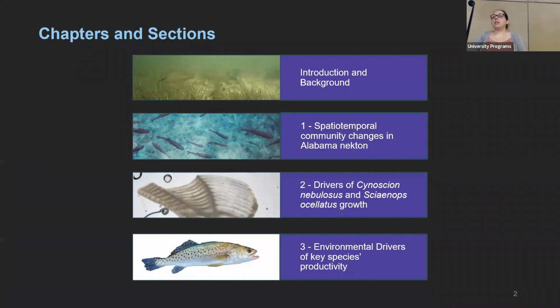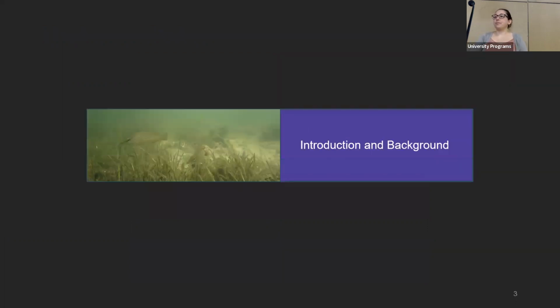Okay, so first I'm going to be giving some introduction and background information, and then I'll get into the 3 chapters of my dissertation. The first chapter focuses on spatiotemporal community changes in Alabama nekton. The second looks at drivers of Cynoscion nebulosus and Sciaenops ocellatus growth. Those are speckled trout and red drum, respectively. And my third chapter looks at environmental drivers of key species productivity. But first, just the introduction and background information.